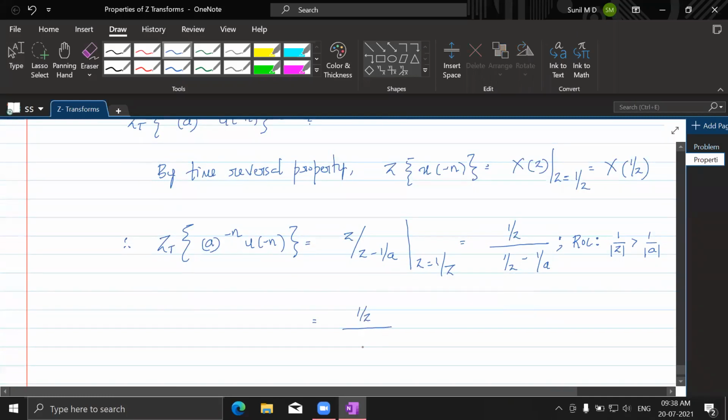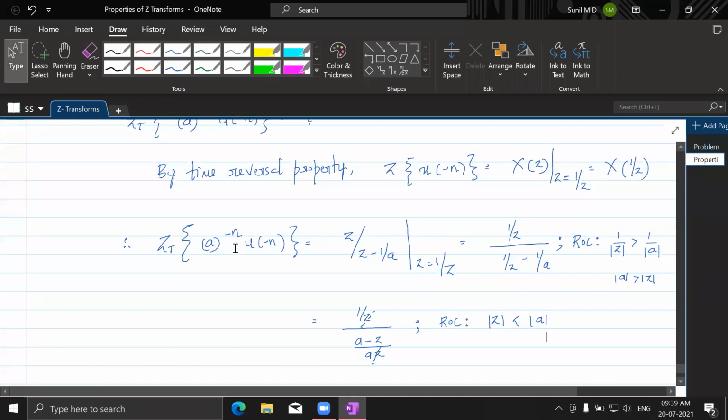Okay. This would be a minus z divided by az. So this z and this z go off. Fine. So here, what would happen to the ROC? It would be a greater than z. It is as good as a greater than z. So what can I write here? The ROC would be z less than a. That's true also, because this is negative time.